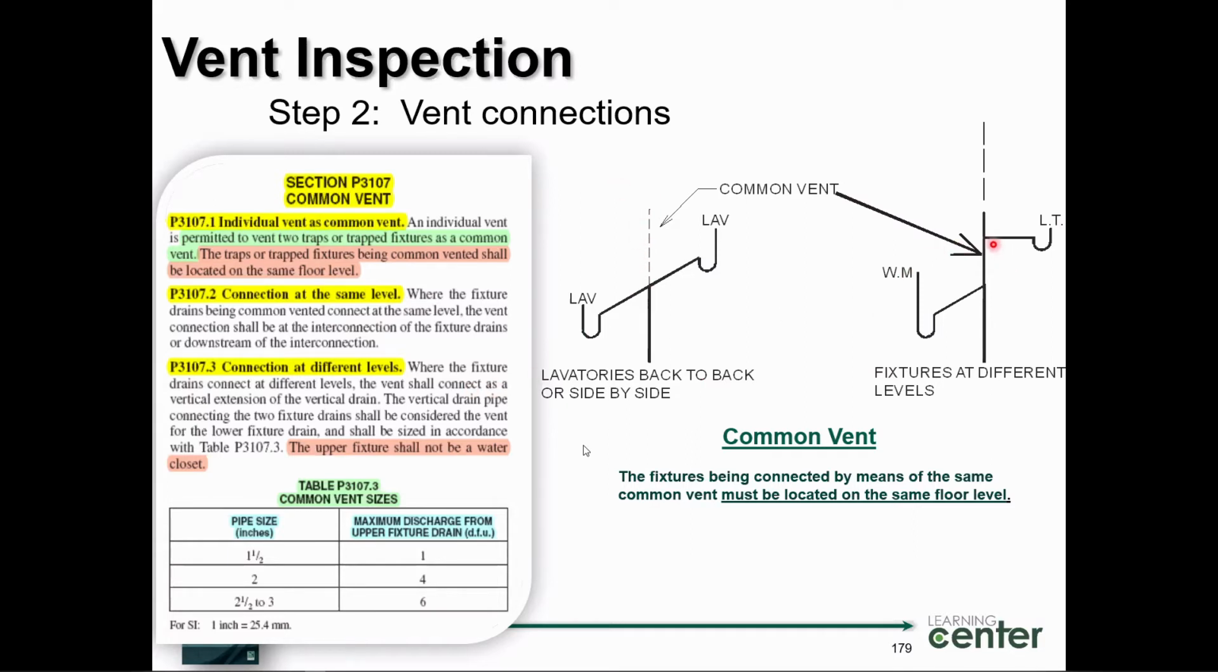Okay, let's take a look at this thing here. This is called a common vent right here. You see this little vertical pipe? This little vertical pipe, I need to apply this table here. This is where we have connection at a different level. I need to take the upper fixture.